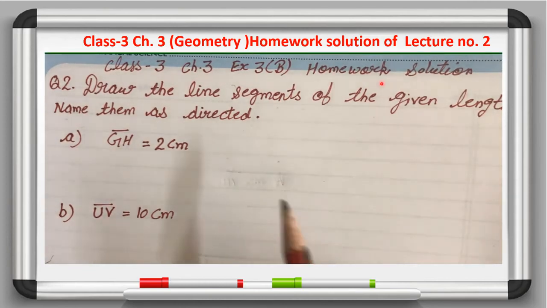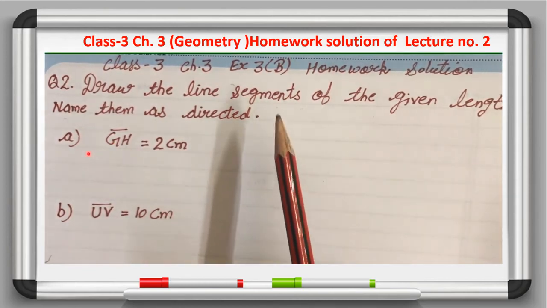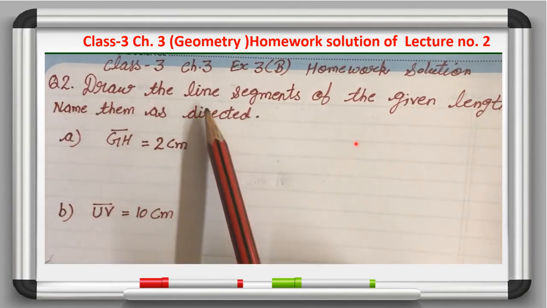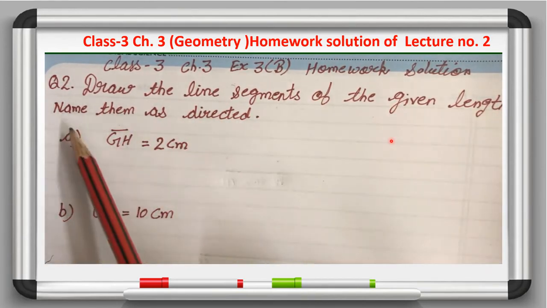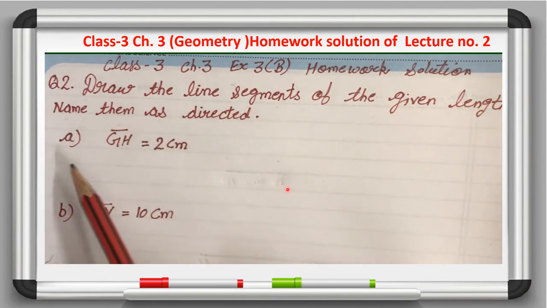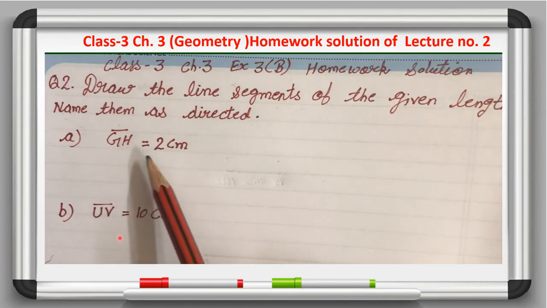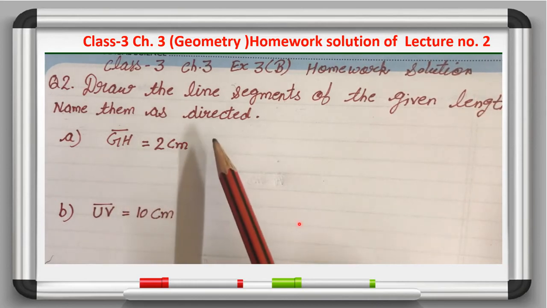Now beta, the homework solution of lecture number 2, exercise 3B. Question number 2: draw the line segments of the given lengths. Name them as directed. So here in A part, it is given line segment GH and the length of line segment GH is equal to 2 centimeters.